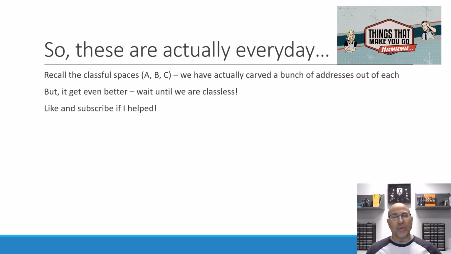We talked about everyday addresses, so these here seem unusual, but they're actually kind of everyday as well. And if we think about the classful address spaces, Class A, 0 to 127, Class B, 128 to 191, and Class C, 192 to 223, we're actually carving out addresses from each one of those spaces. And we're still talking about classful addressing here. But it gets even better. You just wait until we're actually classless. And then we'll have some real fun with subnetting and supernetting and aggregation and all of that.